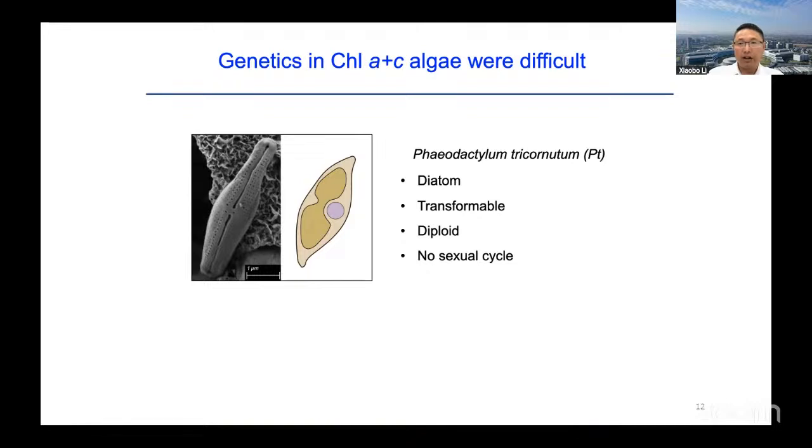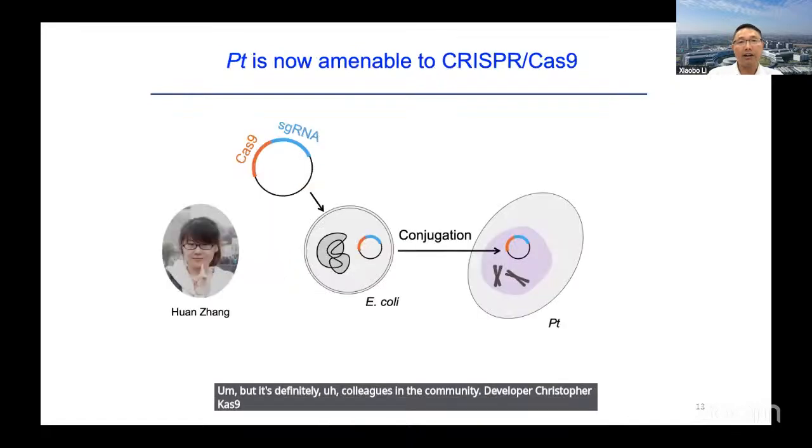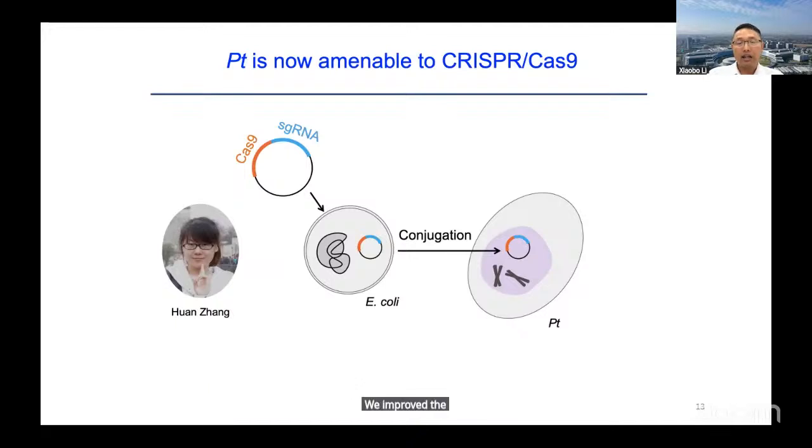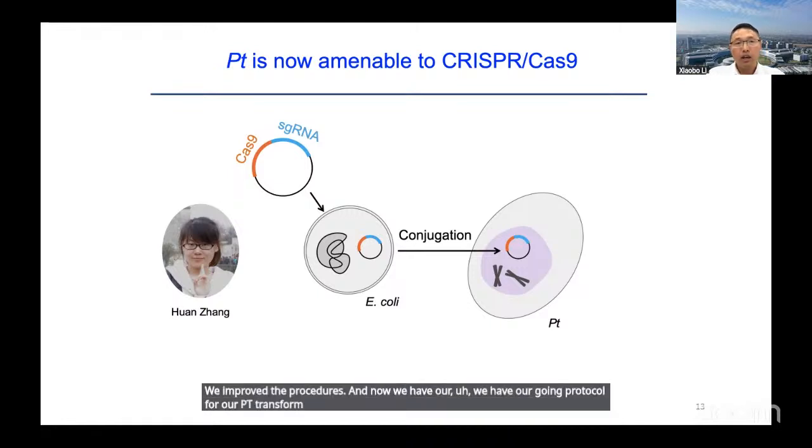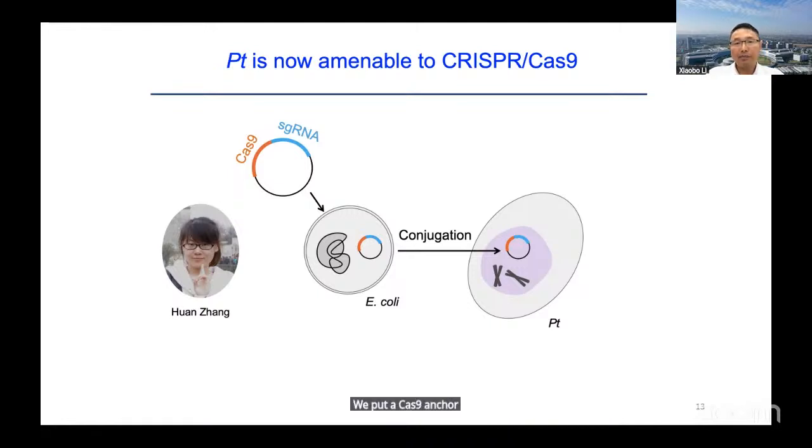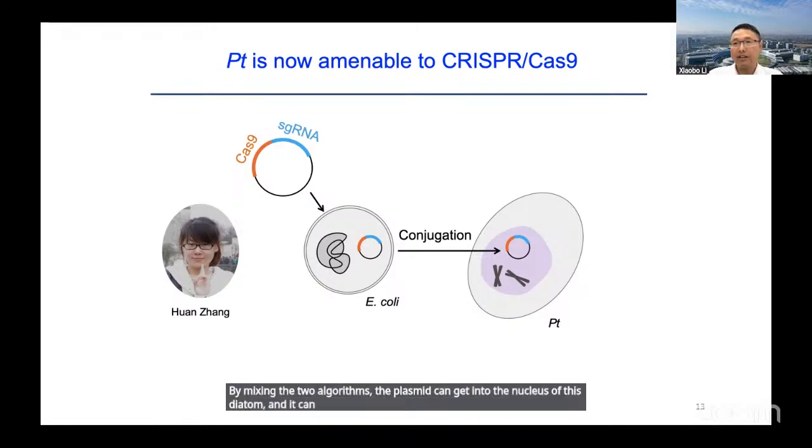But recently, colleagues in the community developed CRISPR-Cas9 procedures in this organism. And Huan Zhang in my lab improved the procedures. And now we have our own protocol for PT transformation. We put Cas9 and guide RNA gene on a plasmid and put the plasmid in E. coli. Interestingly, although diatoms are eukaryotic algae, they are compatible to conjugation. By mixing the 2 organisms, the plasmid can get into the nucleus of this diatom, and if Cas9 works efficiently, we should get biallelic mutants.